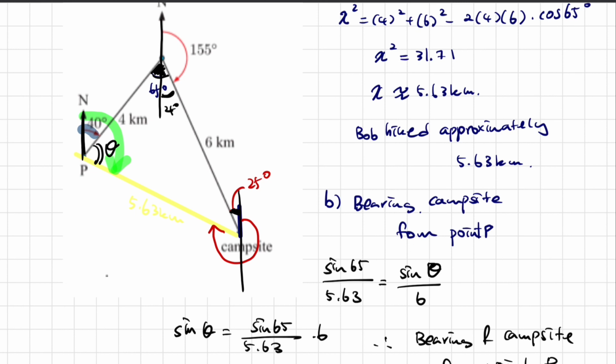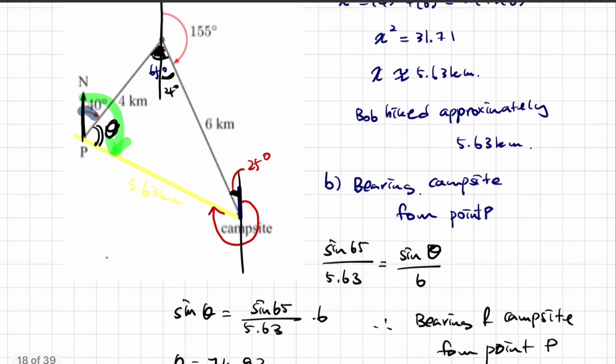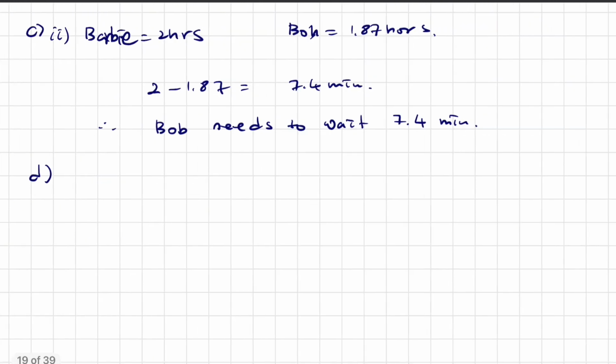Since we know that this theta angle from question B is equal to 74.92 degrees, we know that this angle is 40 degrees. Then to calculate the remaining angle from the interior line to here, the bearing is simply 360 degrees minus 40 degrees minus 25 degrees. So the angle is about 295 degrees.